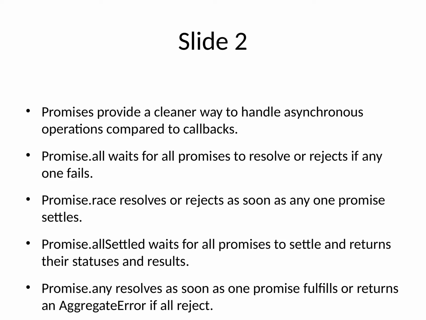Building on promises, async/await was introduced to make asynchronous code more readable and easier to manage. Async/await is essentially syntactic sugar over promises. For example, using async/await, you can write an asynchronous function to fetch data from an API in a way that looks synchronous. By using try-catch blocks, you can also handle errors more effectively. This combination of promises and async/await has become the standard for managing asynchronous operations in modern JavaScript development.